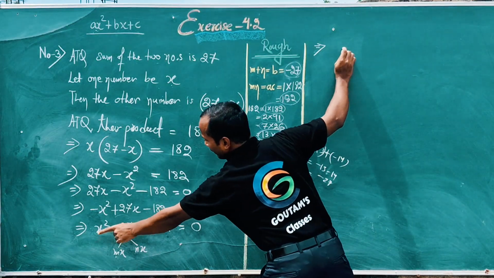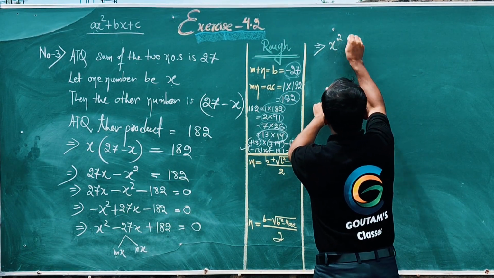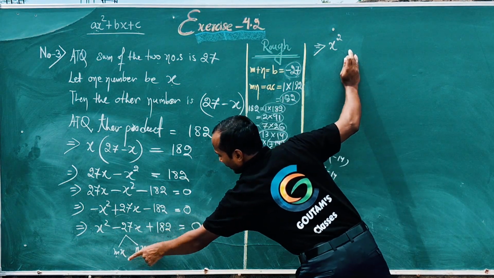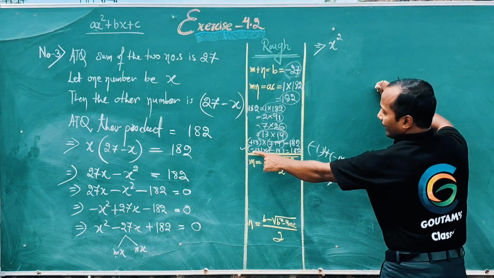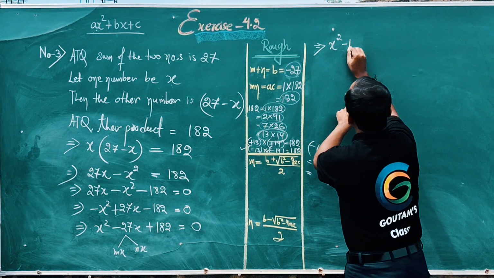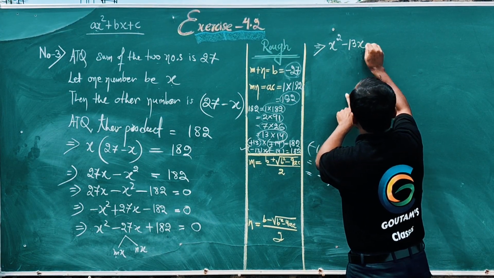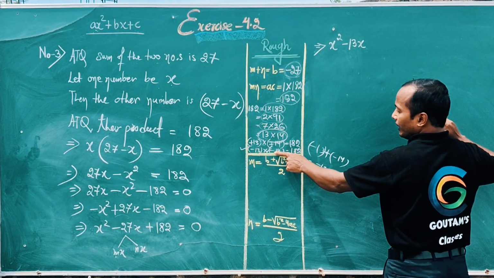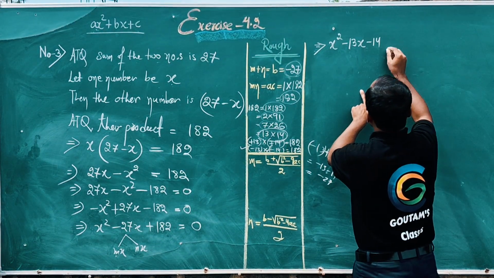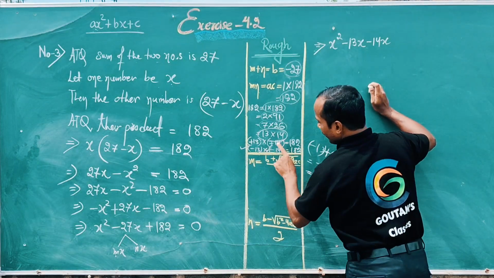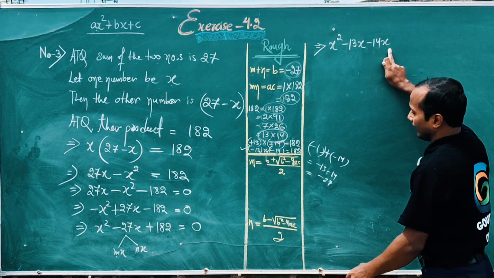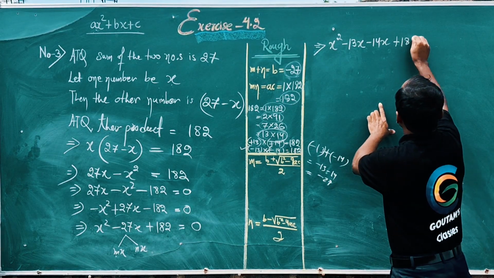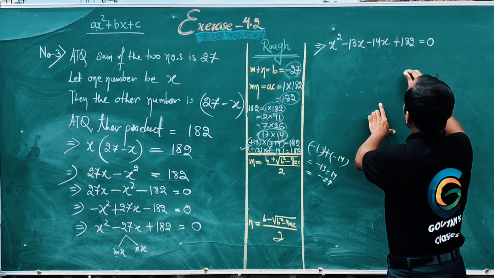First term I will copy as it is, x square, the term ax square. In place of minus 27x, I'll write two terms mx and nx. Mx means minus 13x, m is minus 13, and nx, n means minus 14, so nx means minus 14x. Next we have plus 182, equals 0.